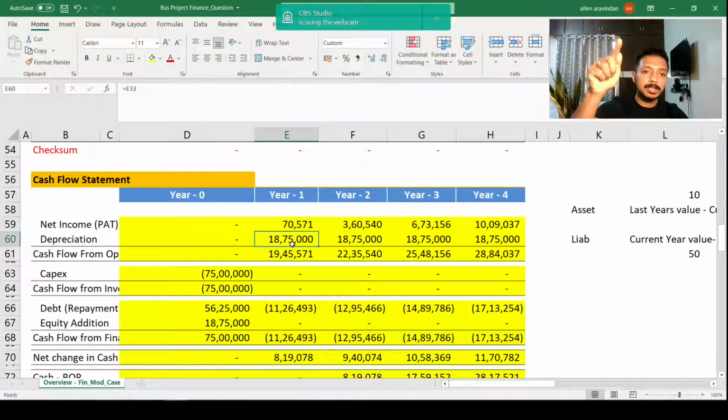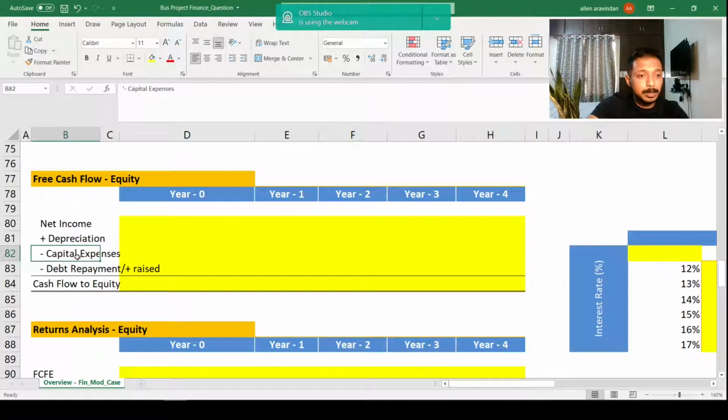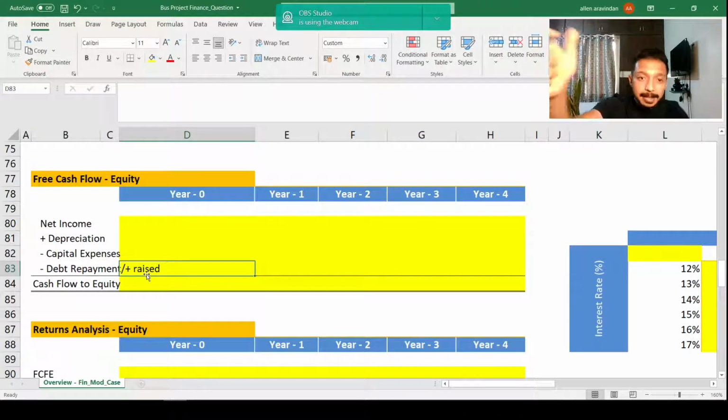Then the depreciation is a non-cash charge. So the cash flow from operations is something that an equity investor definitely gets, right? But after that, he obviously has to invest. The investment is done at the company level, so we have to reduce the capital expenses, and then we add the debt raised, okay?